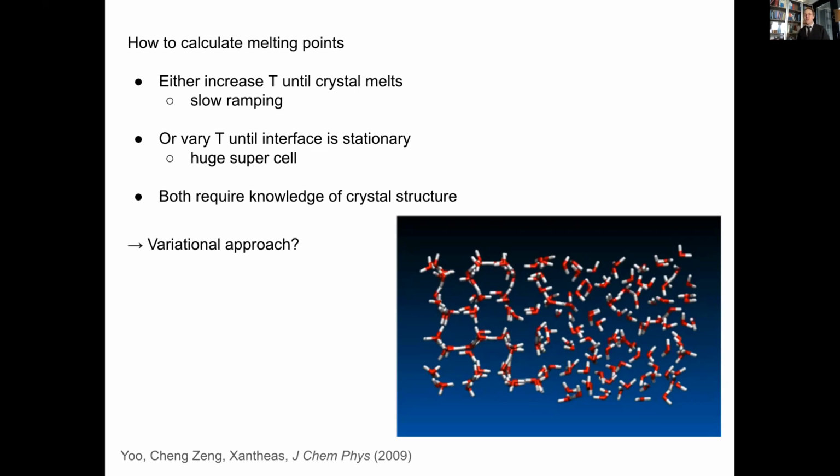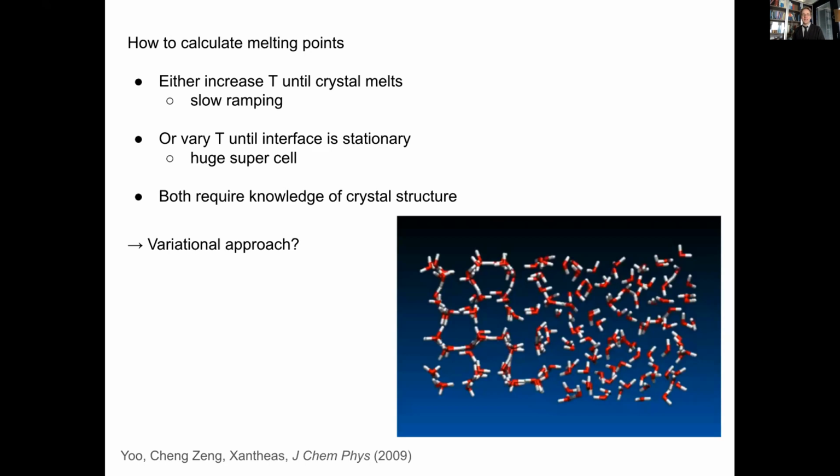Now, just imagine doing this. You need a huge box to get things converged, right? You also need the crystal structure of the solid phase, which is not an obvious thing. You don't necessarily have that, right? And if you take the wrong crystal structure, you might get the melting point for the wrong states of aggregation, right? So that's not a helpful thing.